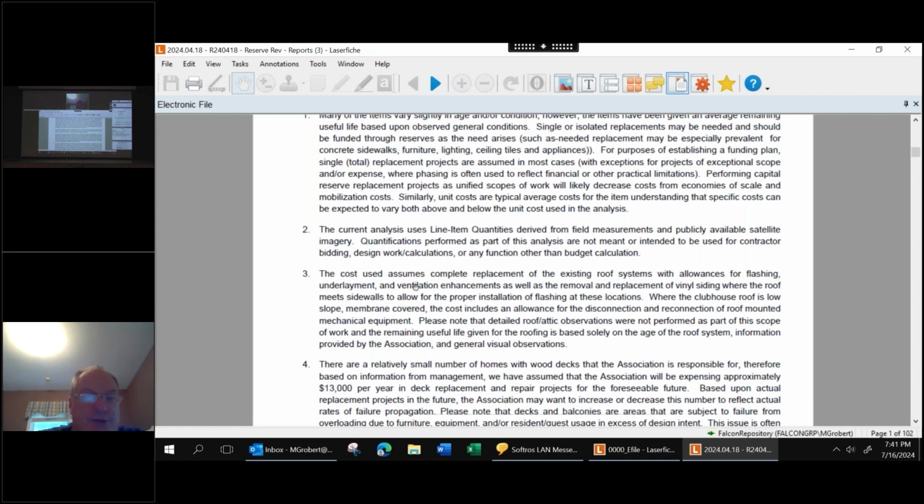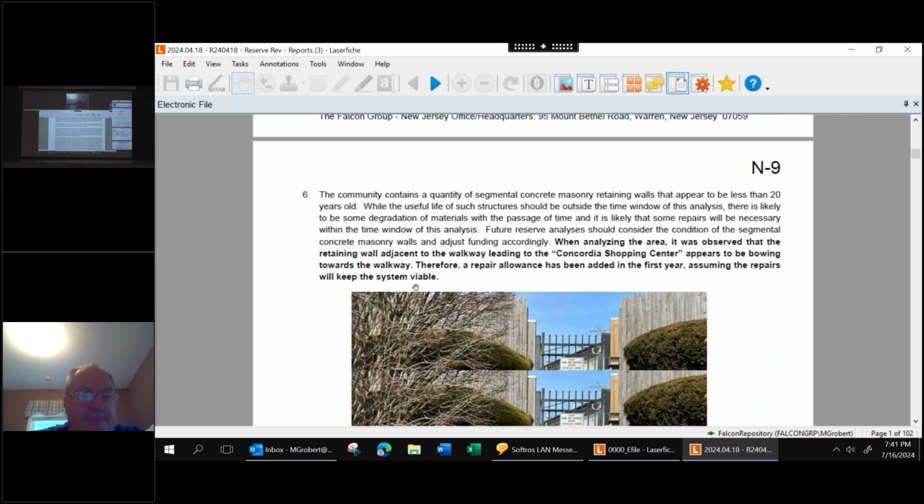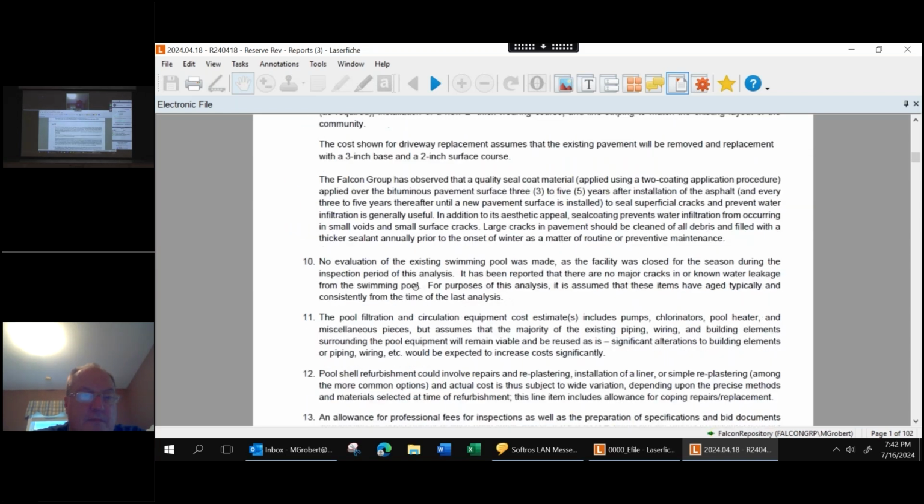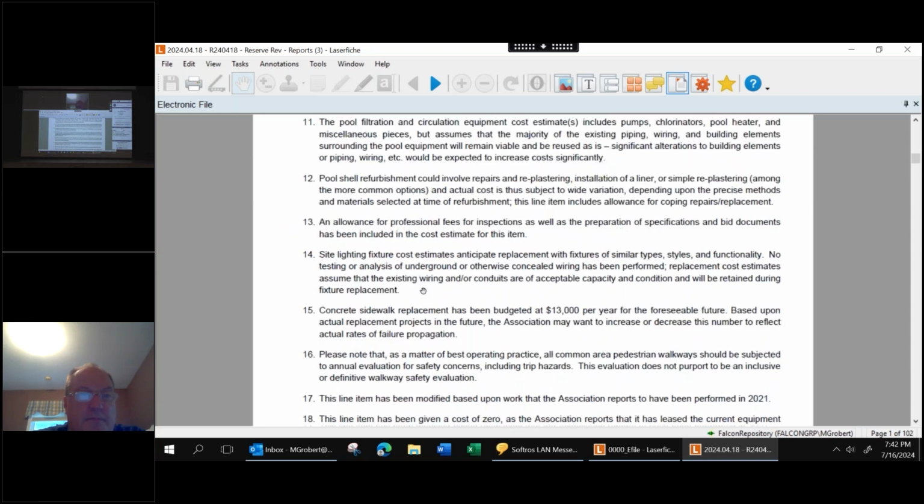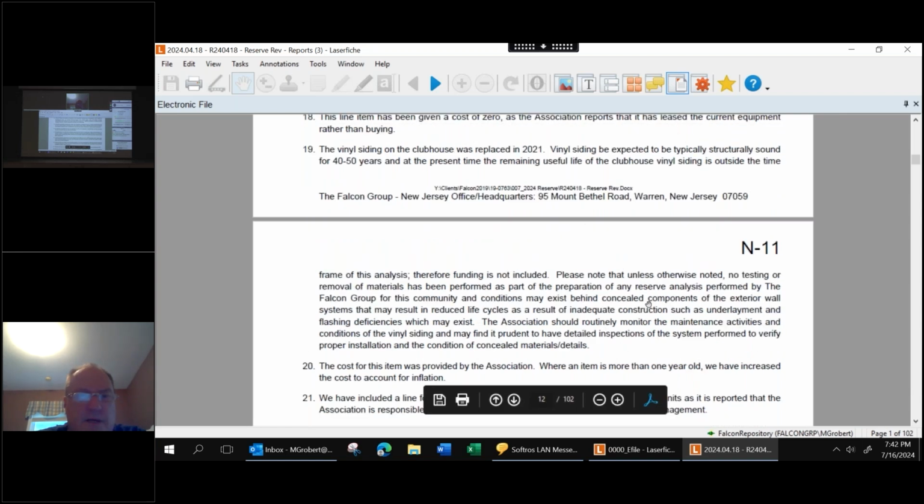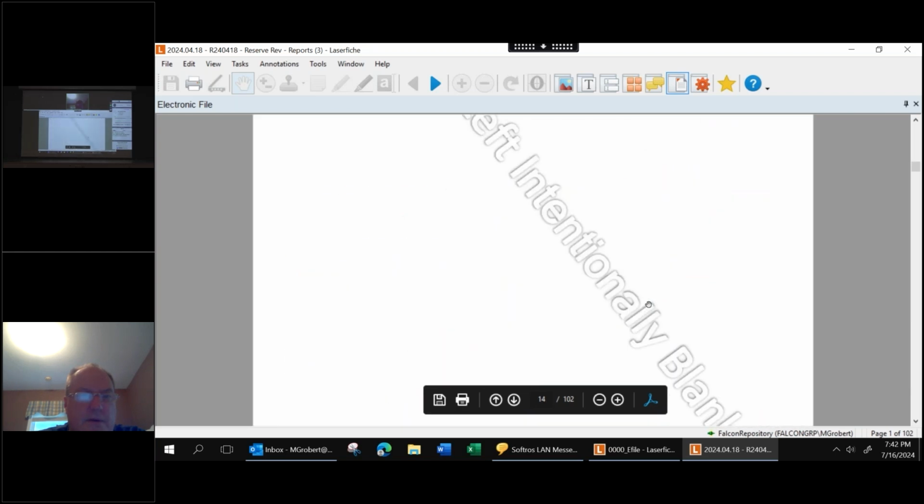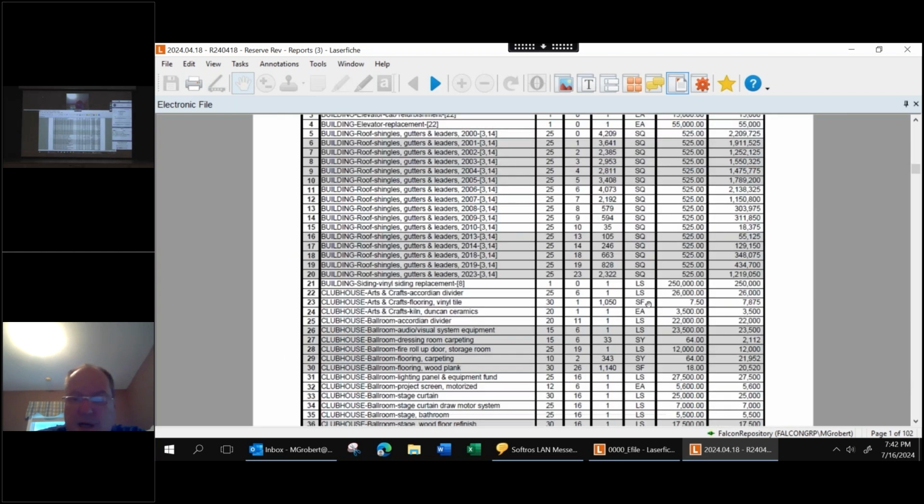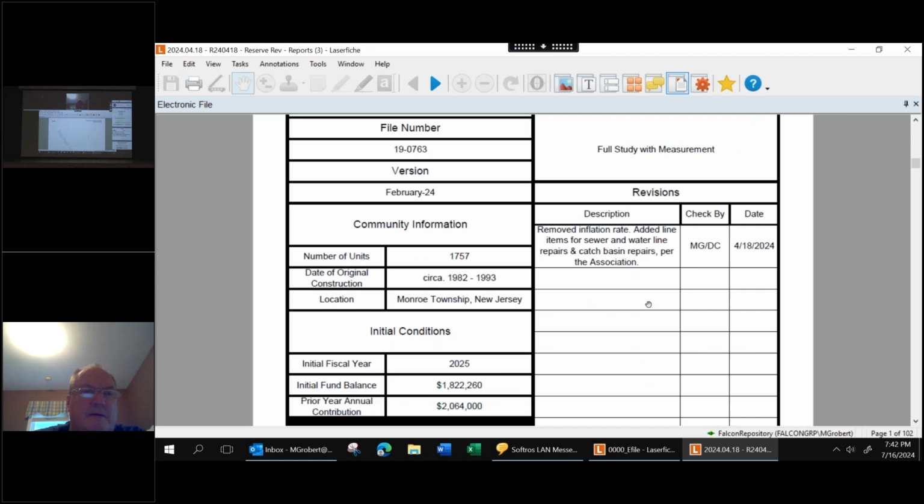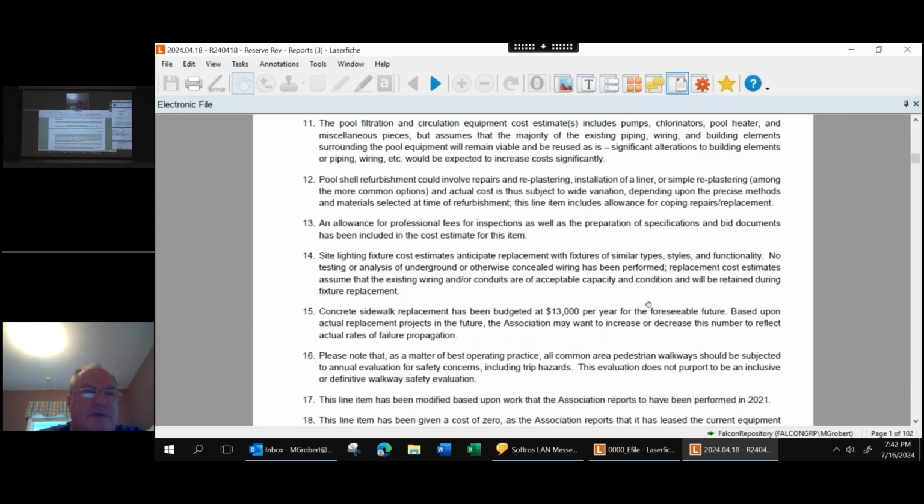So it was 3, and then 13 rather, is an allowance per, did we have the right number there? We screwed up on this, folks, sorry about that. It should be note 13. The cost also assumes there's an allowance for professional fees for inspections and preparation of specifications.